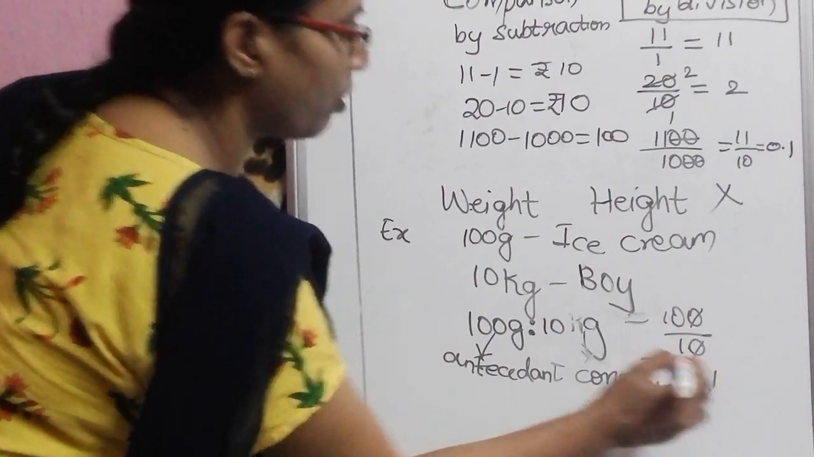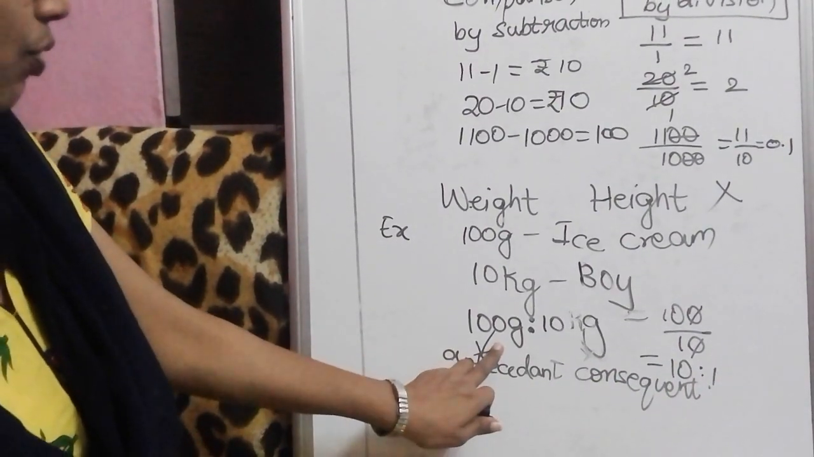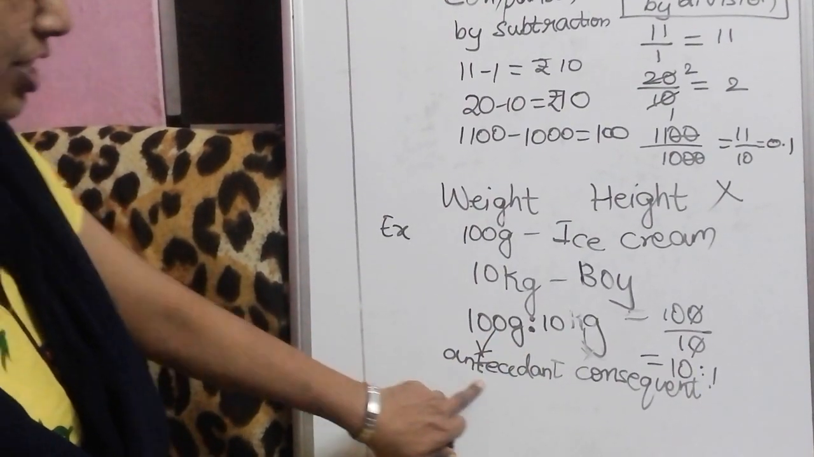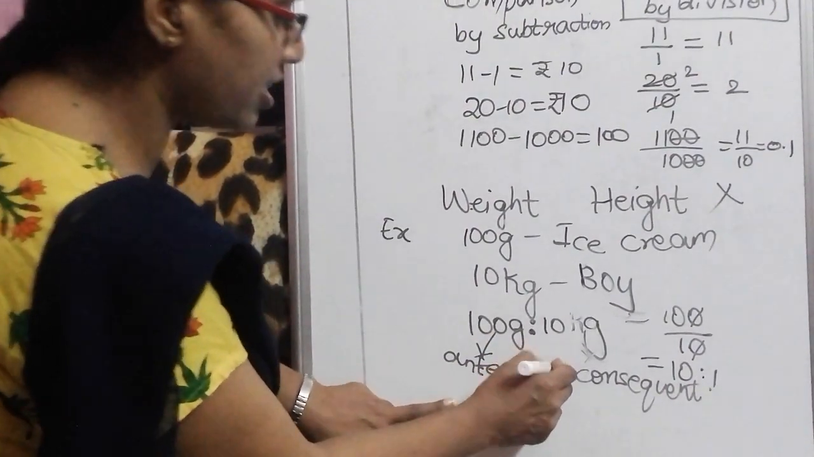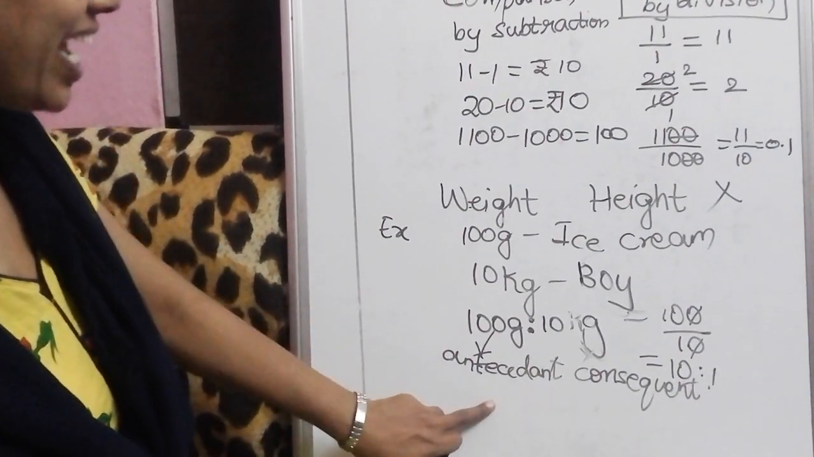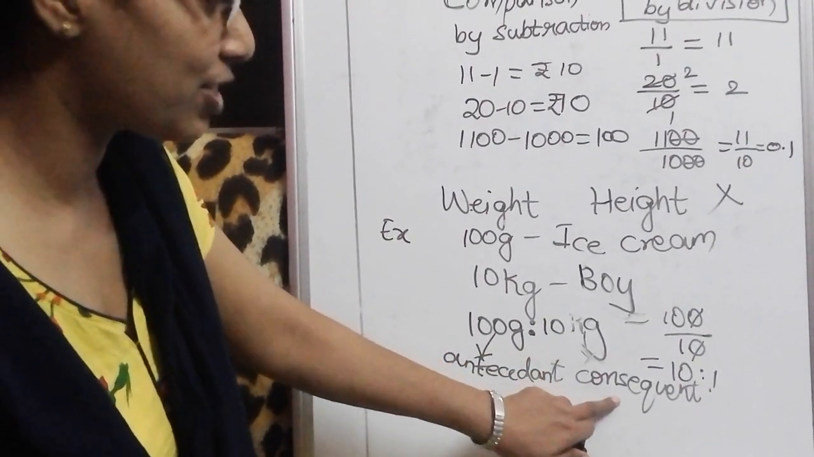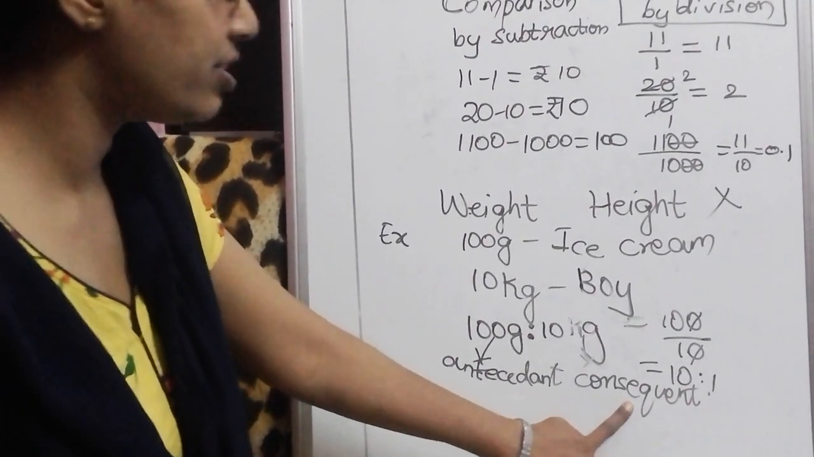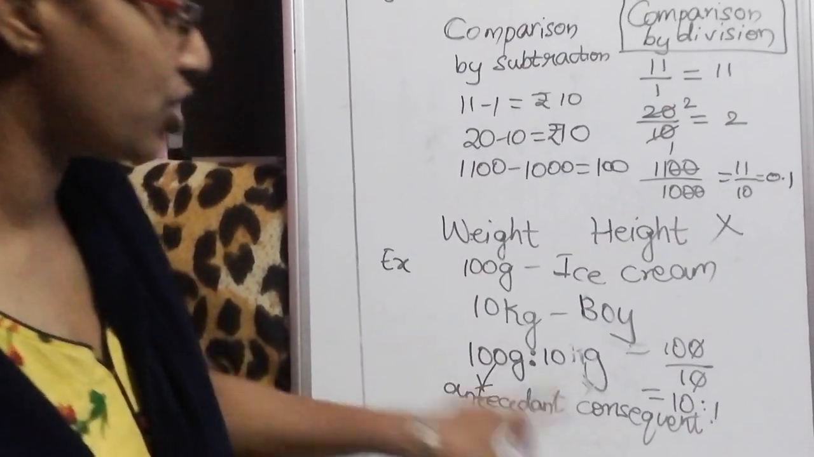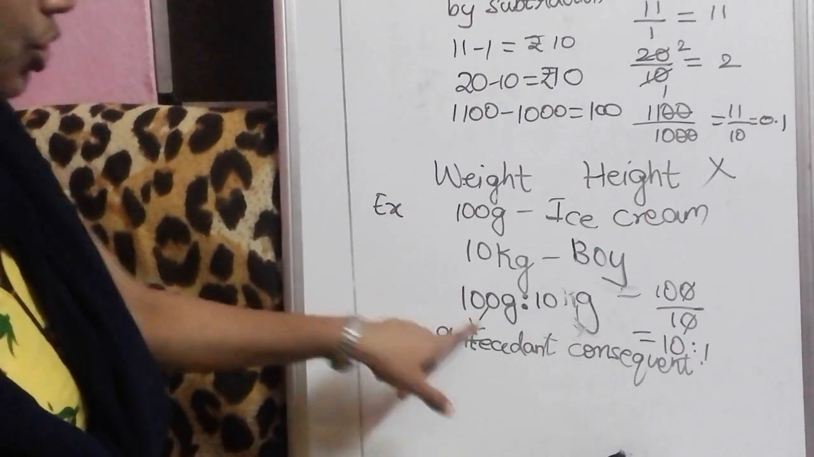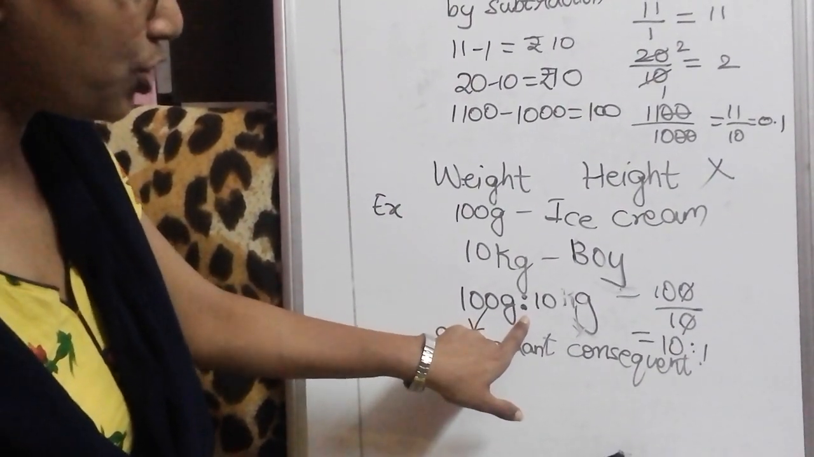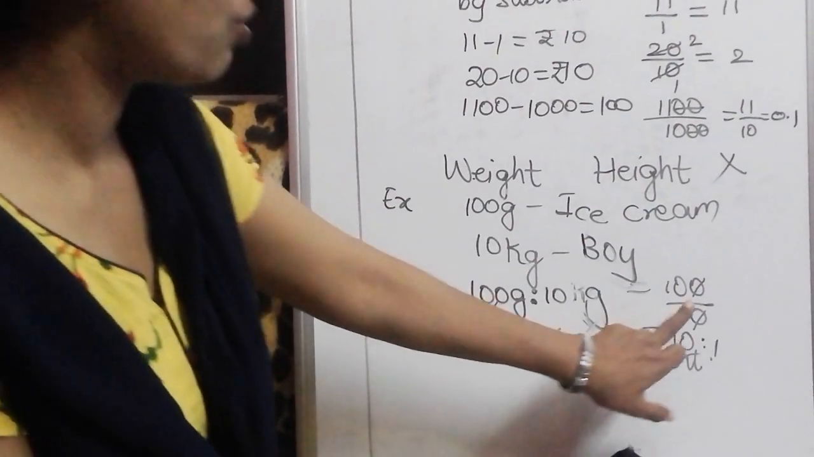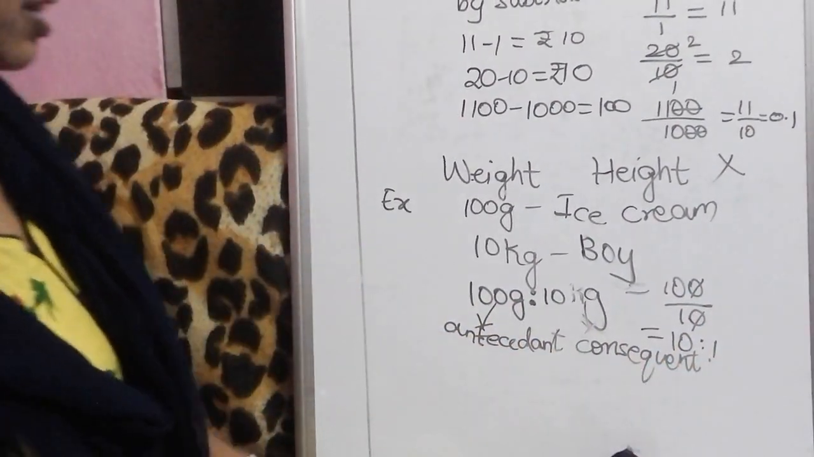A ratio has two parts. The first term is called the antecedent. The second part is called the consequent. These two parts together make up a ratio, and this is read as "is to". So here 10 is to 1 is the answer you got.